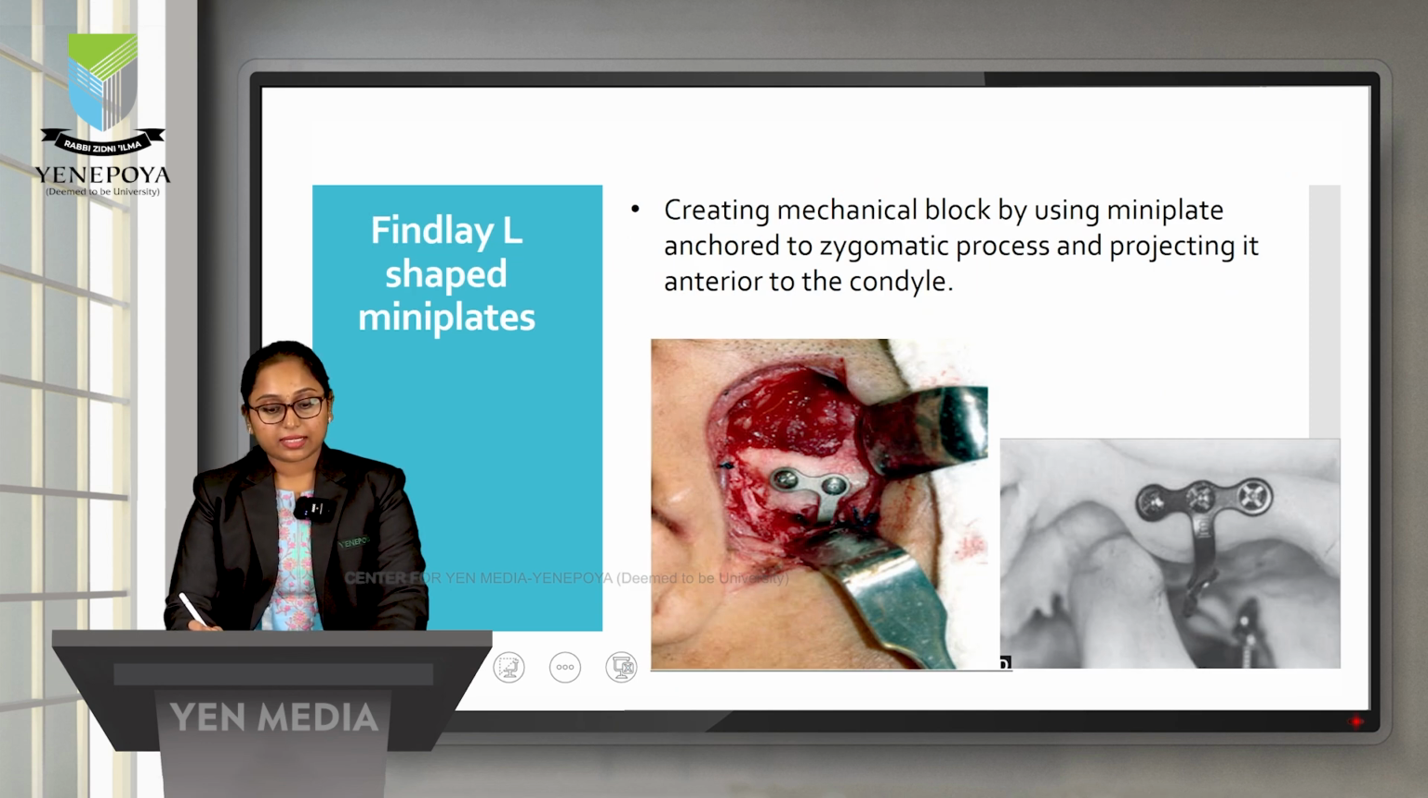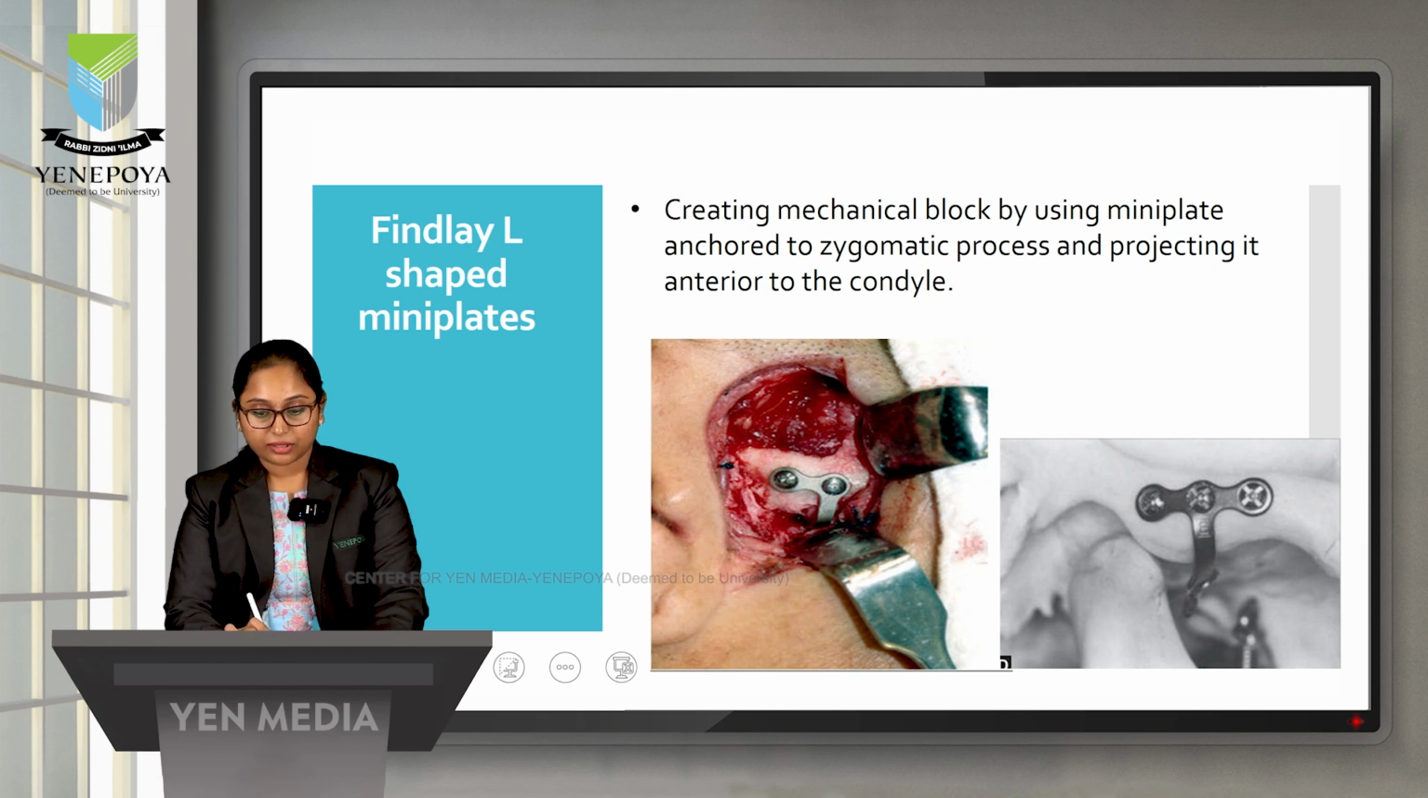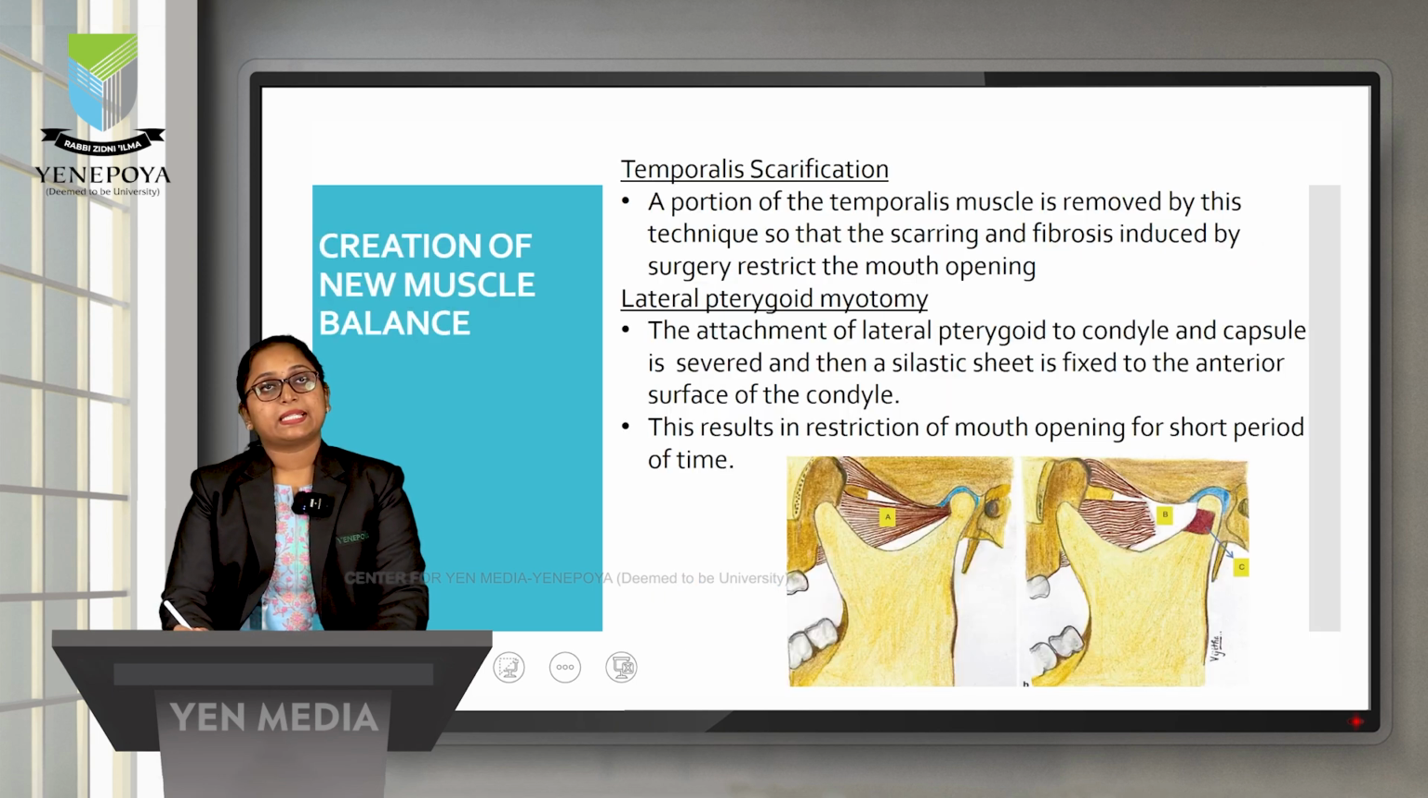Next is Finlay's L-shaped mini plates. Finlay suggested using mini plates which have been anchored to the zygomatic process, that is projecting straight in front like this, so that it prevents the further translation of the condyle, so that dislocation won't happen in further times. Next is creation of new muscular balance.